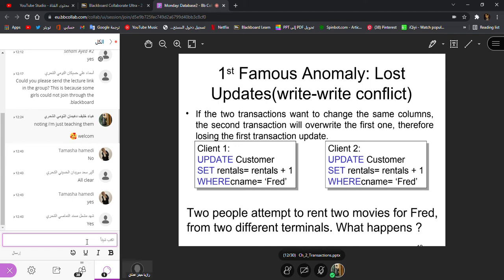So what it is basically saying is that you have some table named customer where you have multiple columns, and in that you have different values for different customers, and you want to change the column where the customer name is Fred.